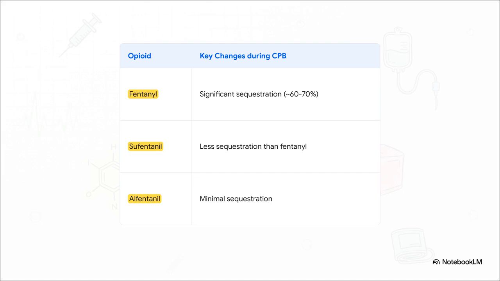There's a really clear difference based on their chemical properties. Fentanyl, because it's highly lipophilic, is significantly sequestered by the bypass circuit. We're talking up to 70% of the drug. This causes a sharp, often dramatic, drop in plasma levels the moment bypass is initiated, and it's something we absolutely must anticipate and treat. Sufentanil is less affected, while alfentanil, which is the least lipophilic of the three, has by far the most predictable and stable pharmacokinetic profile on bypass.